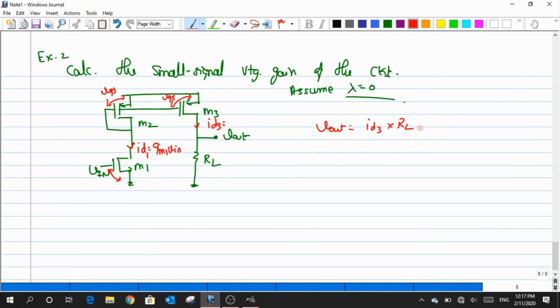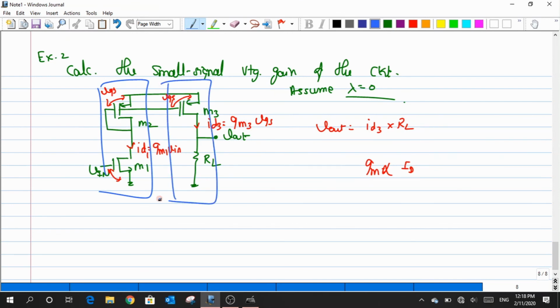We know that the current flowing through this device, I can write as Gm3 times VGS. But how will I define this Gm for the current flowing through this device? I need a DC quantity, which is proportional to the capital ID that is flowing. If the ratios are different for both devices, then the current flowing through this path is different from the current flowing through this path.